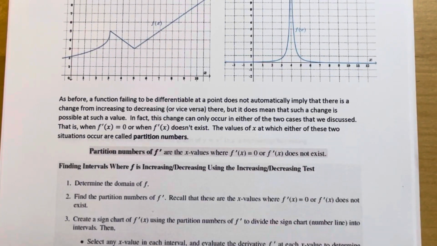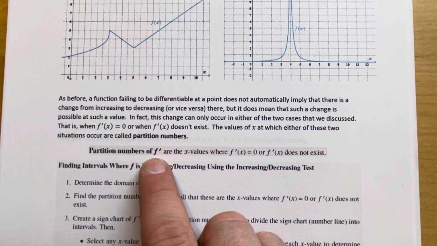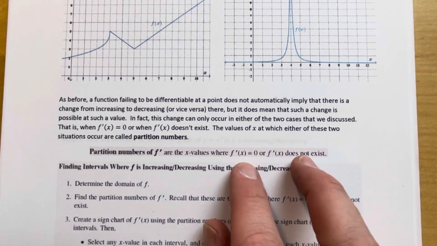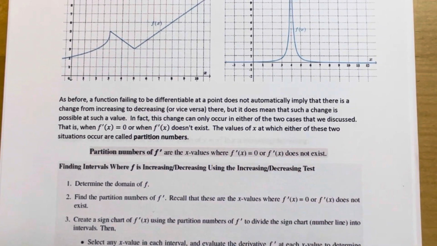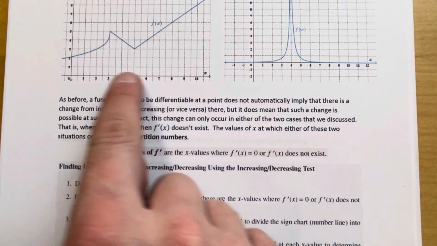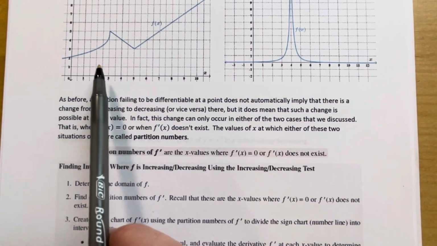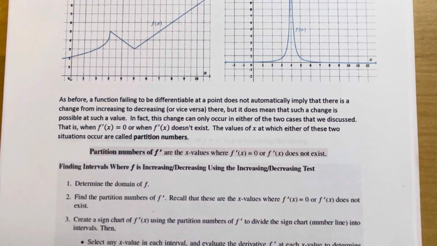And they come straight from this idea that we're after right now. Partition numbers of f prime, so the derivative of your function, are the x values where either one of these two things occur, where either f prime of x is equal to 0, or where f prime of x does not exist. What these partition numbers do is they break up the number line, more specifically the x-axis, and in the spaces in between those partition numbers, which are just intervals, our function will either be increasing or decreasing throughout that entire interval.